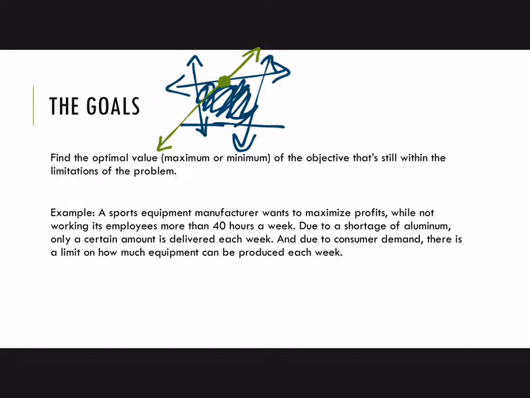All right, so here's an example. A sports equipment manufacturer wants to maximize profits, but there's this limitation on the employees. Each employee can only work up to 40 hours per week. Due to a shortage of aluminum, only a certain amount is delivered each week, and due to consumer demand, there's a limit on how much equipment can be produced each week. So we have 3 different restrictions here that are limiting that maximum profit.